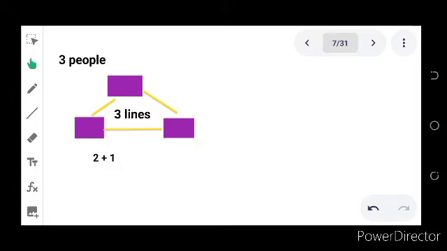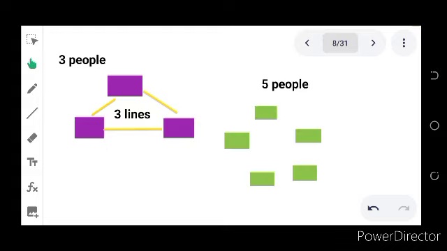Now, let's say the business added two more people. So now from three people we have five people. And the same thing, if we let each person have a direct phone line to each of the other persons, then the first person out of the five should have a direct line to the second, to the third, to the fourth, and to the fifth person. So we draw connections, therefore there will be four lines.